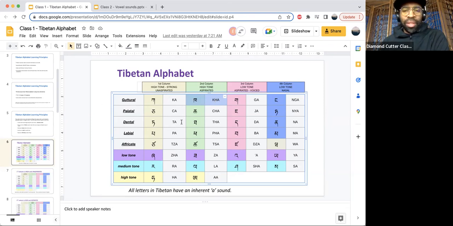Yes. Perfect. That was SHA. 7th row, high tone. Sha, which means meat, like flesh.